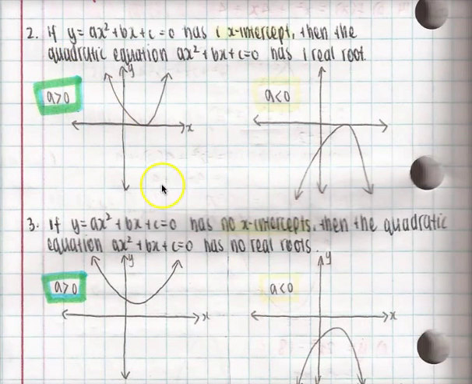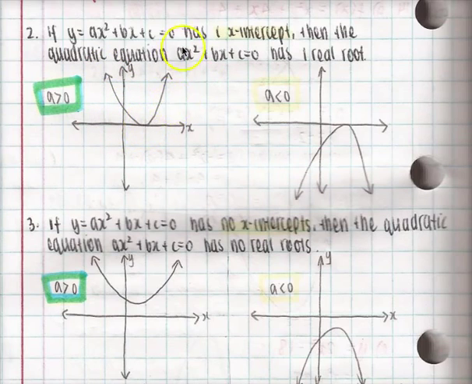Now, the second type of graph here is where the parabola cuts the x-axis at only one point. Now, an example of this graph might be y equals x minus 1 all squared. So y equals open bracket x minus 1 squared, which means it's the y equals x squared graph shifted across 1 unit to the right. So this graph only cuts the x-axis at one point.